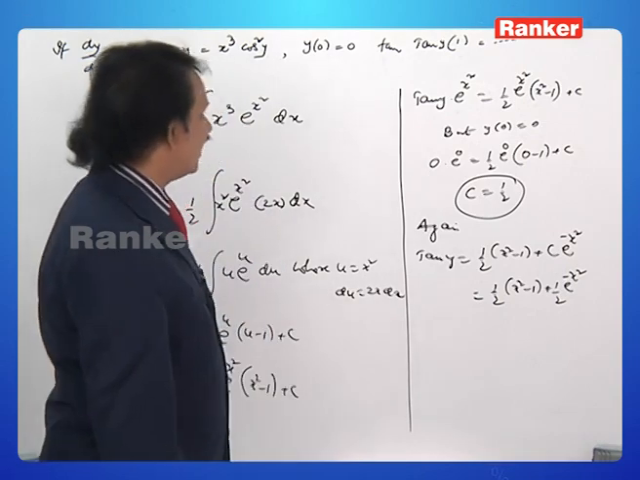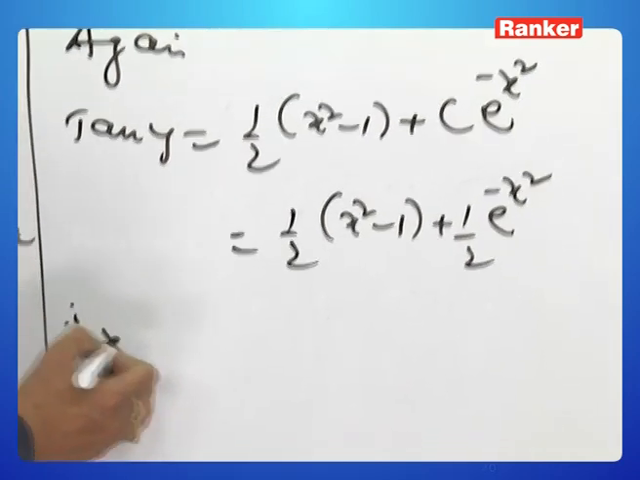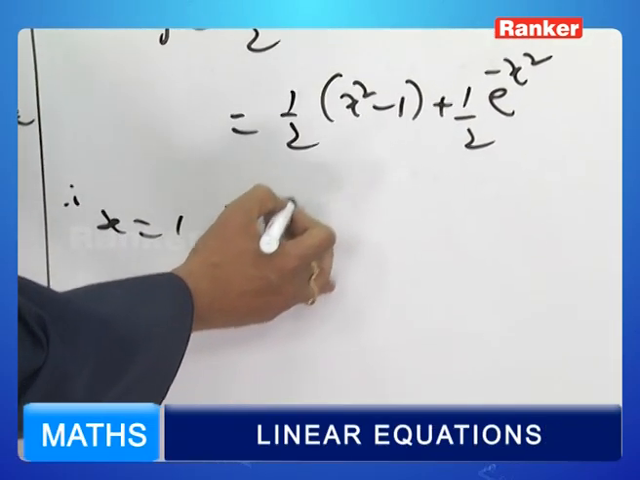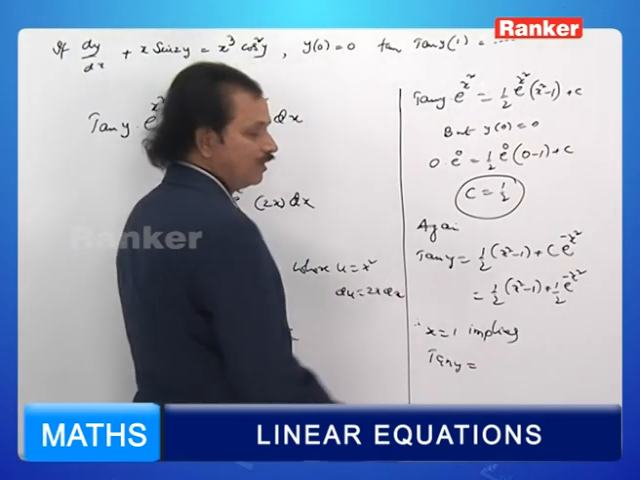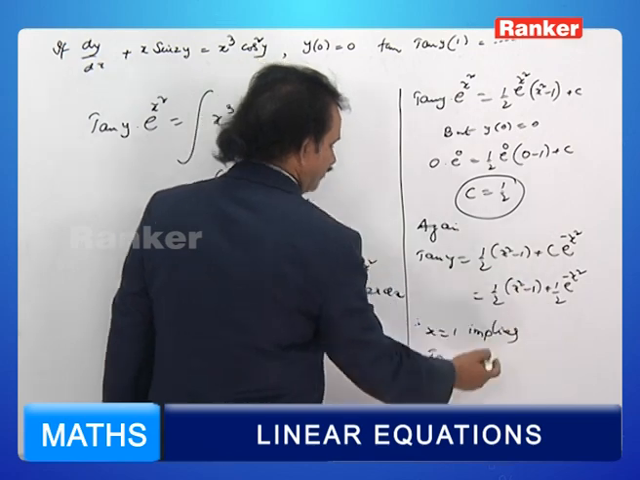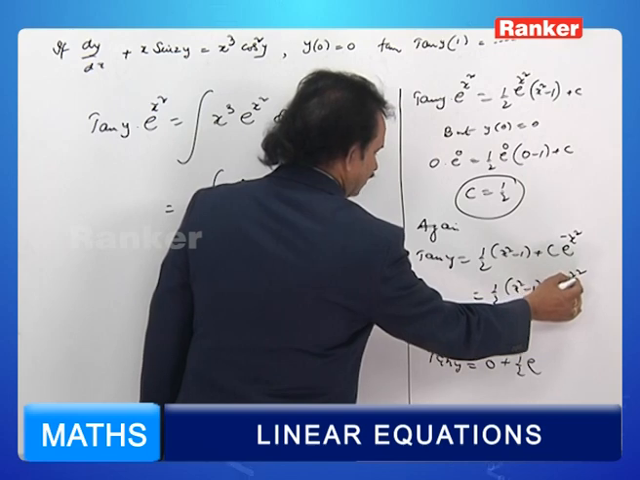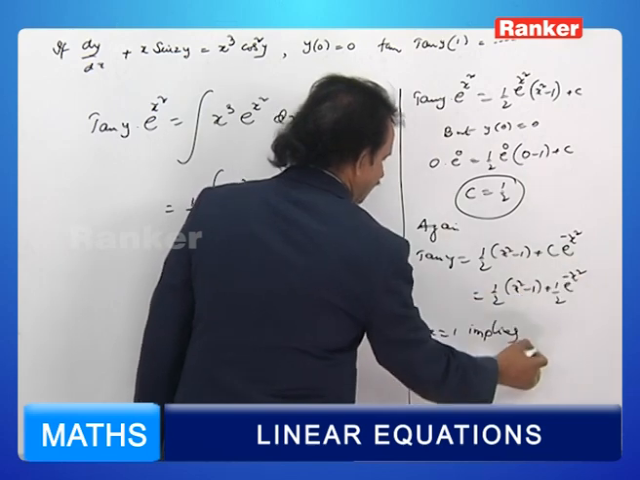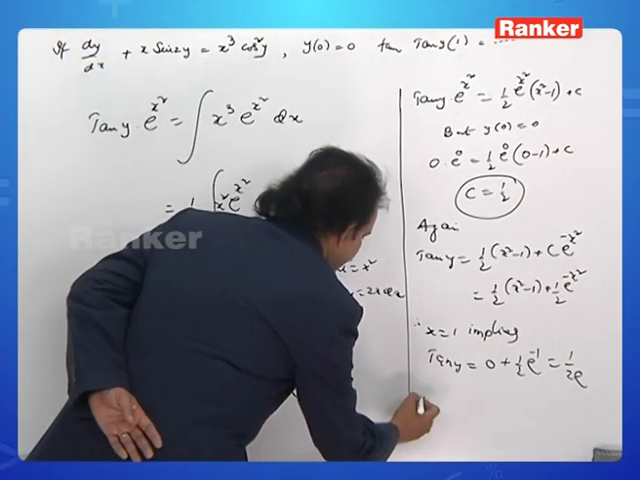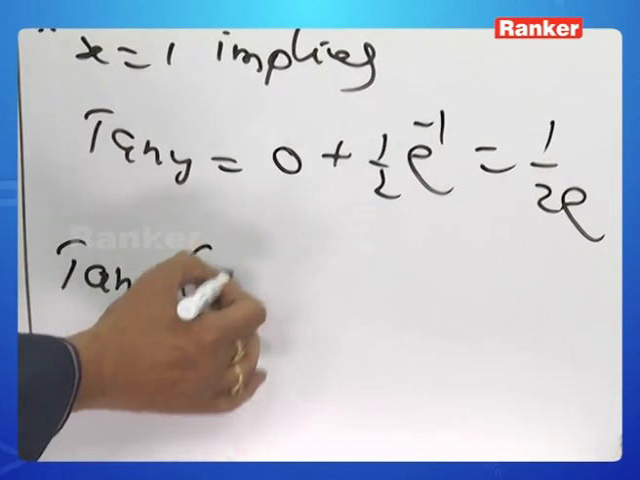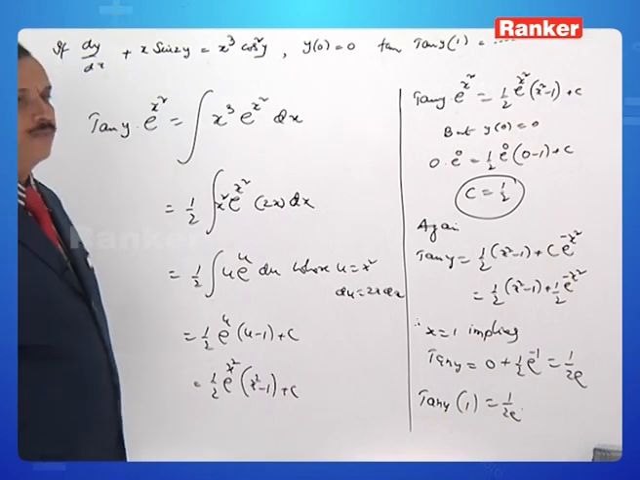But you see, we want to have tan y at x is equal to 1. Therefore, x is equal to 1 implies tan y is equal to 1 square is 1, 1 minus 1 is 0, half into 0 is 0, plus half into e power minus 1 square, x is equal to 1 means 1 square is 1, e power minus 1 is equal to 1 by e. So half into 1 by e, 1 by 2e. Therefore, tan y at 1 is 1 by 2e. That is the answer.